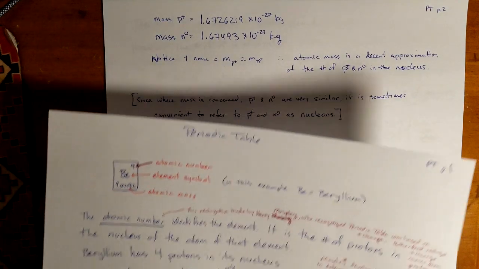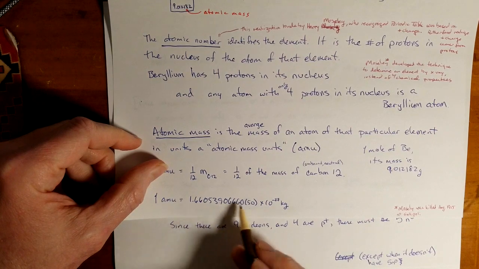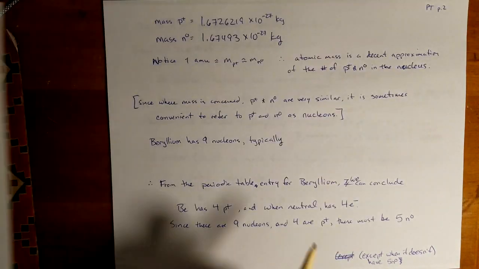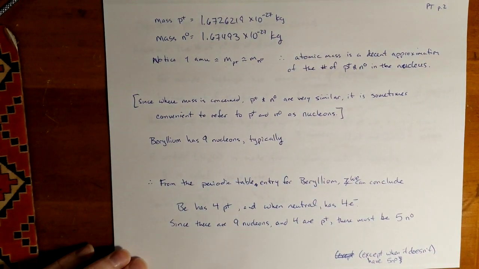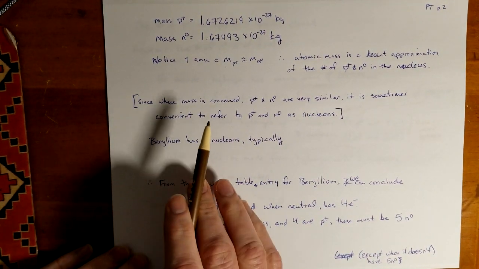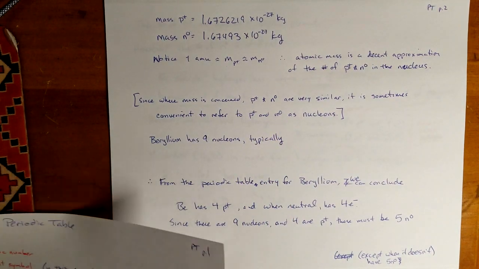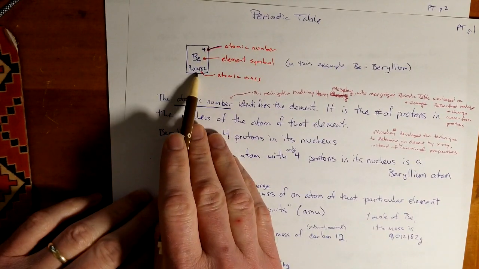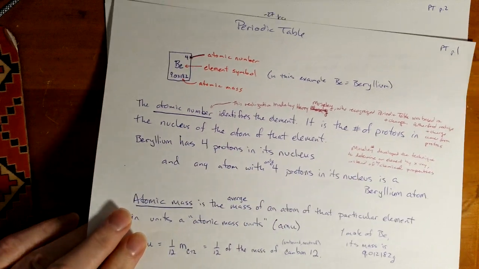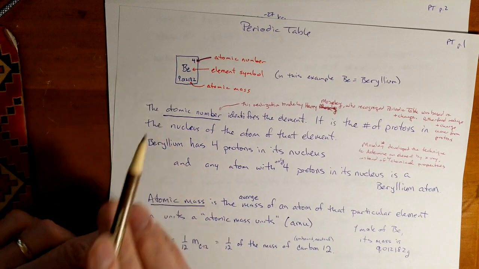And if I sort of flash back over here, the atomic mass unit is written right there. So I got 1.66 times 10 to the negative 27th, and these are 1.67 times 10 to the negative 27th. And so if I look at the atomic mass, I have a decent approximation of the number of protons and neutrons. So in the case of beryllium, the atomic mass is 9.012182. So I would expect there to be, on a typical beryllium atom, 9 nucleons.